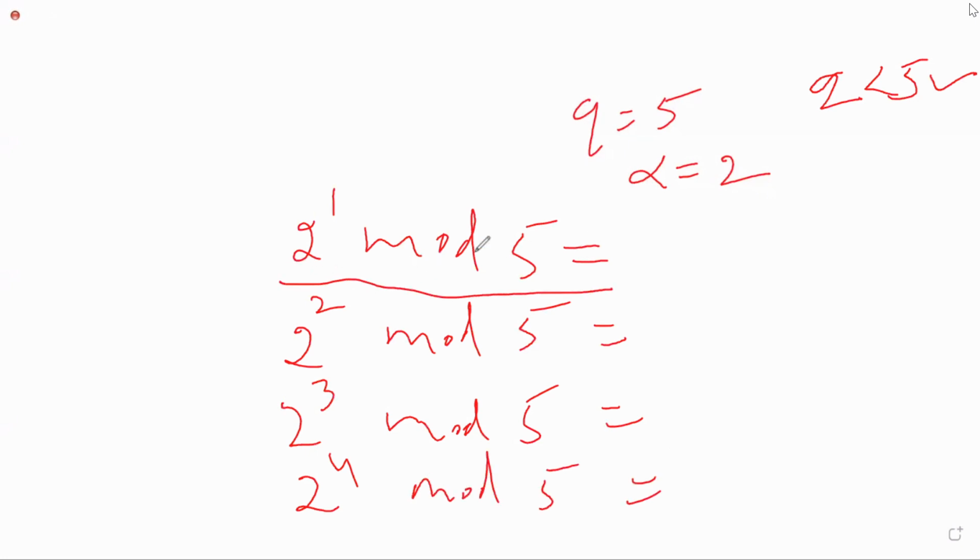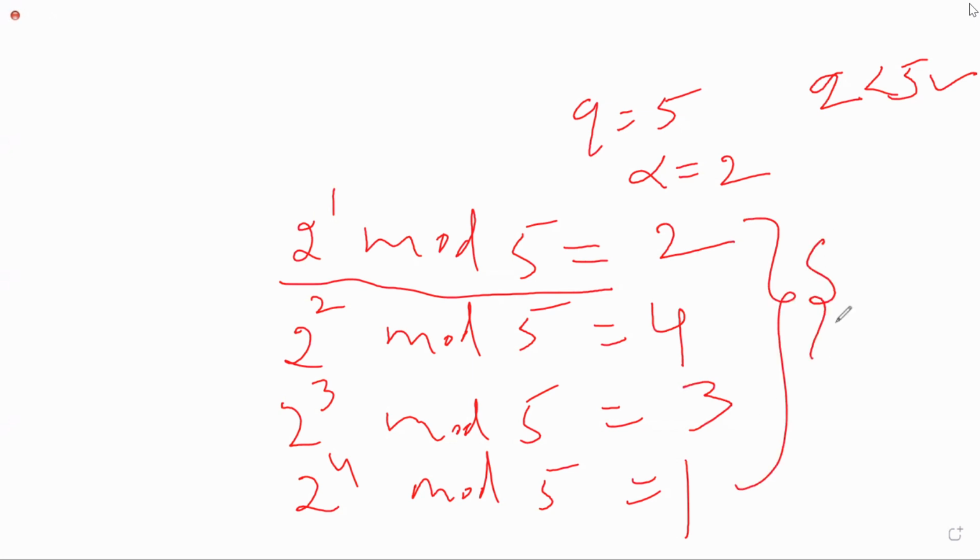2 power 1 mod 5 means 2. 2 square is 4. 4 mod 5 is 4. 2 cube is 8. 8 mod 5 is 3. 2 power 4 is 16. 16 mod 5 is what? 16 mod 5 is 1. So here if you see the set of numbers, the set of numbers is 1, 2, 3, 4.